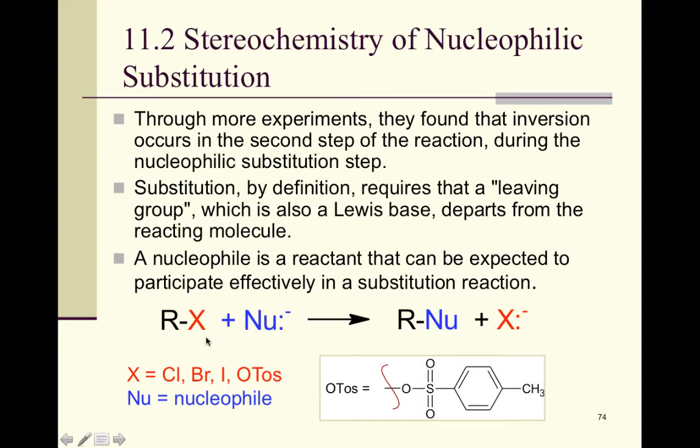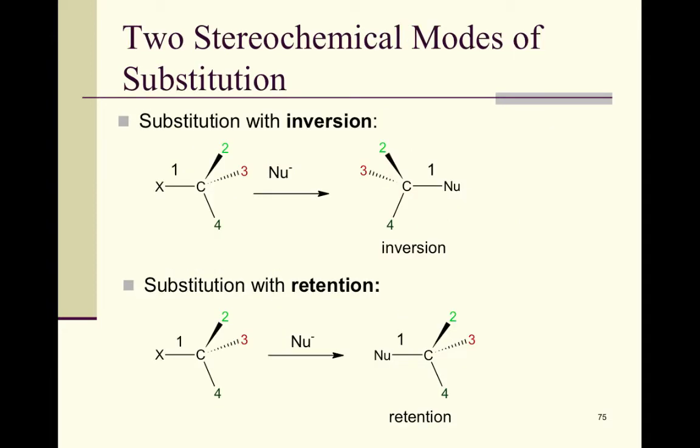So let's take another look at the reaction. So RX, which could be any of these things here, will react with a nucleophile, and nucleophiles tend to have a lone pair of electrons, and the best nucleophiles are negatively charged, but some are neutral. What's going to happen in this reaction is a substitution where the nucleophile is now bonded wherever that halogen or that tosylate was.